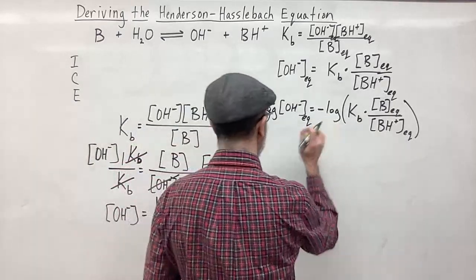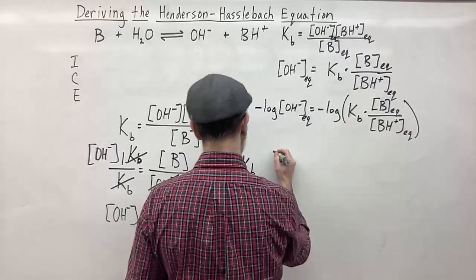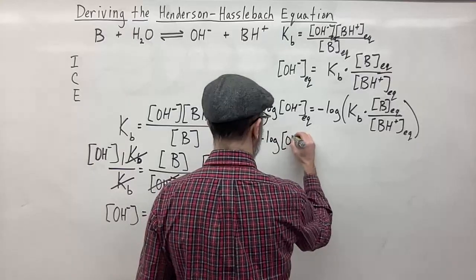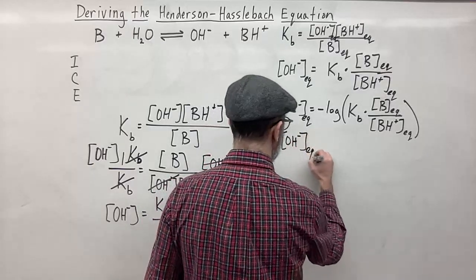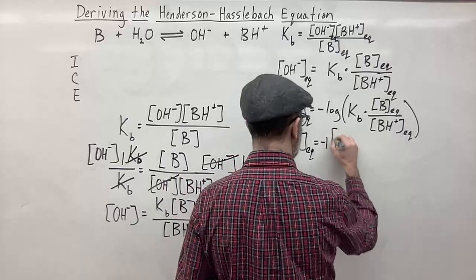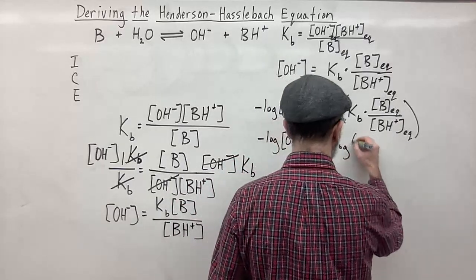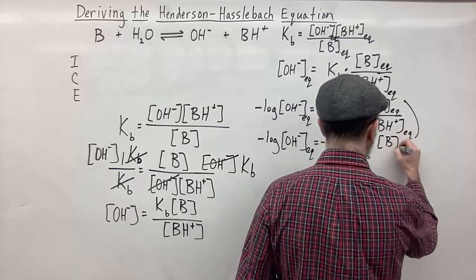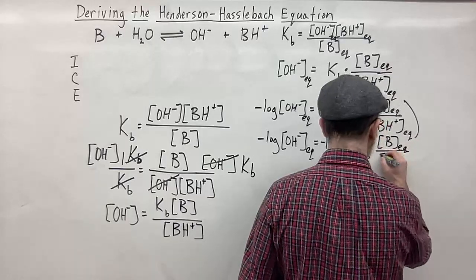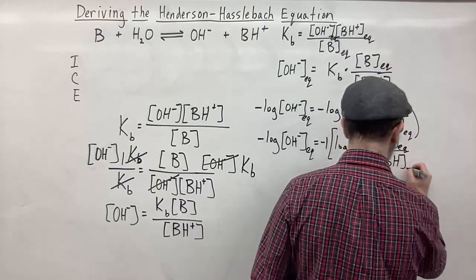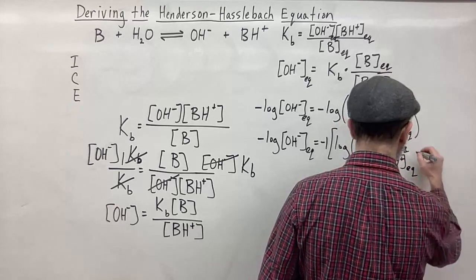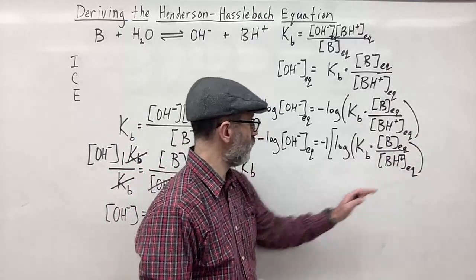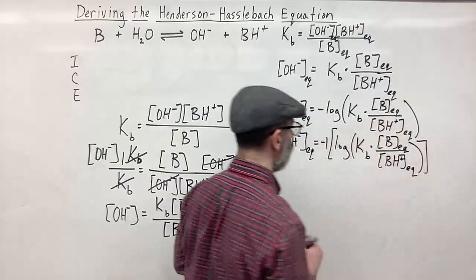Now I'm going to take the negative 1 out. So negative log of the OH minus concentration at equilibrium is equal to negative 1 times the log of Kb times the concentration of B at equilibrium over the concentration of BH plus at equilibrium. And now I can separate these two. Oops, I forgot to close the square brackets.